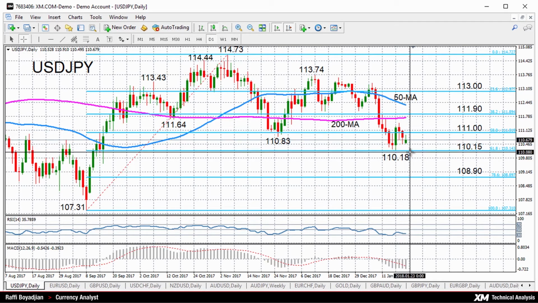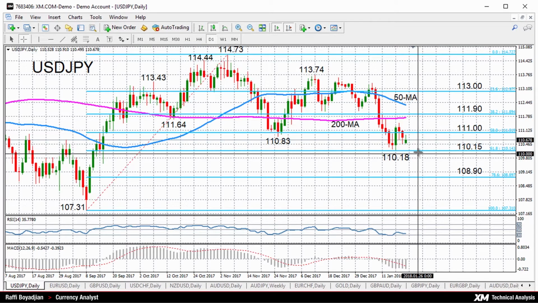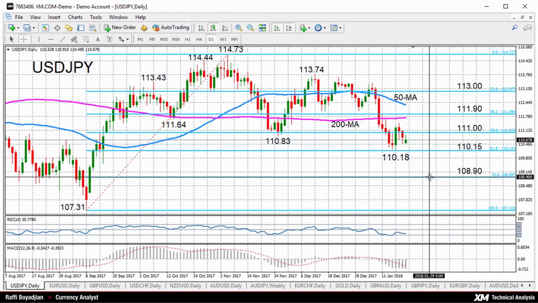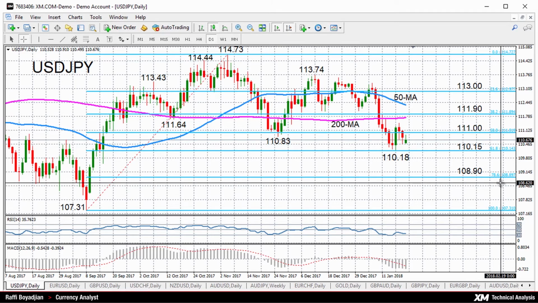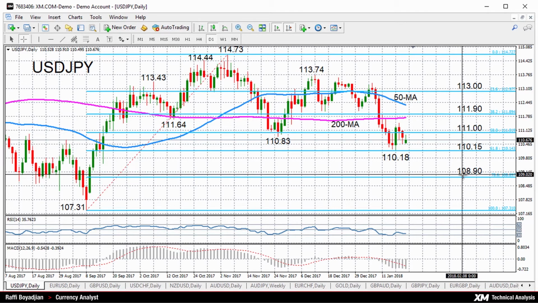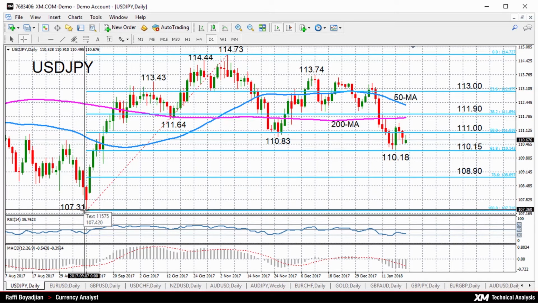Another attempt below that level would only deepen the current bearish bias and then open the way towards the 109 handle. Just below that handle we have the 78.6% Fibonacci at around 108.90, and then a drop below that level would open the way towards that September low of 107.31.